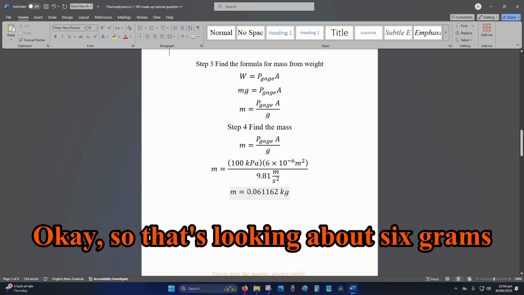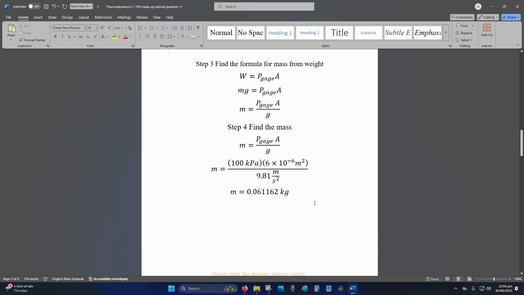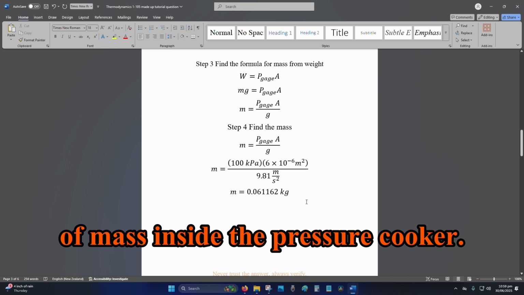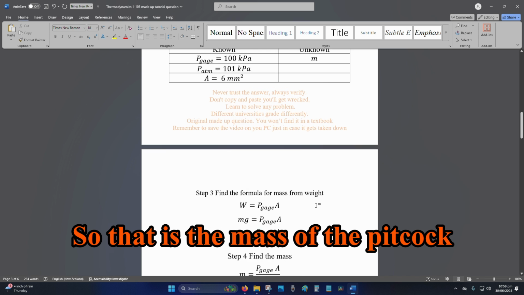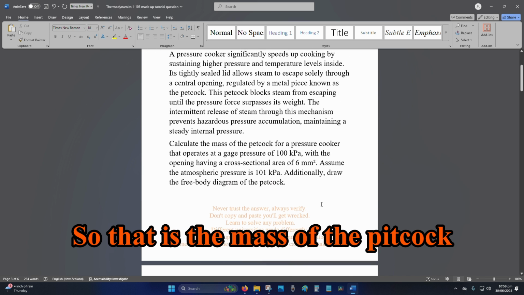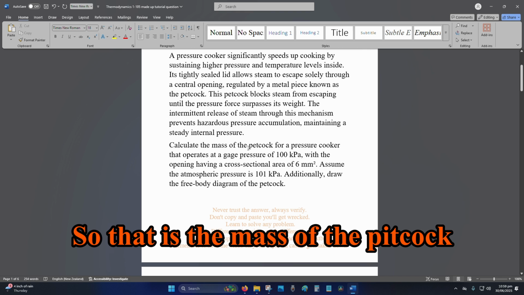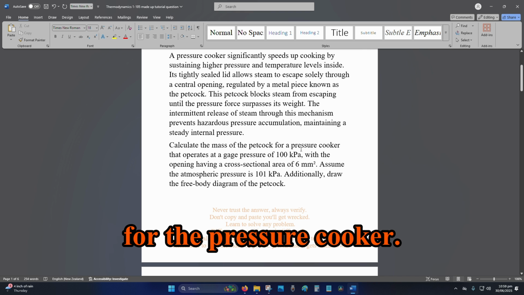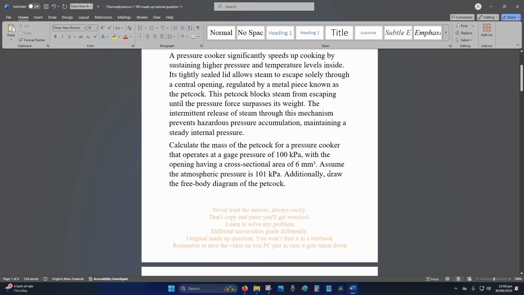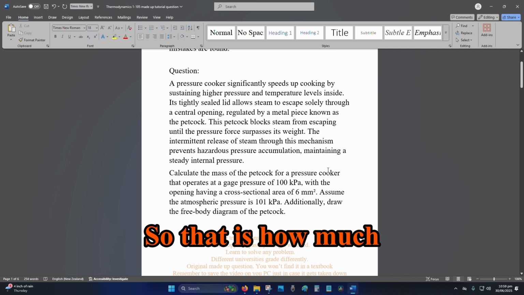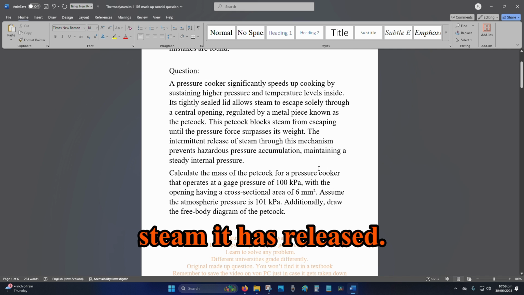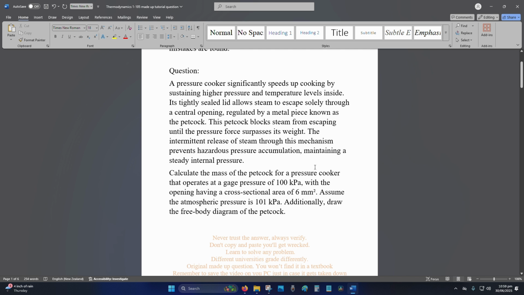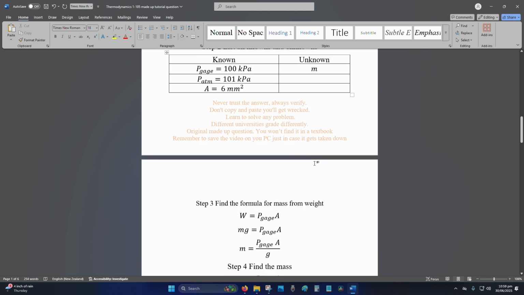Okay, so that's looking about 6 grams of mass inside the pressure cooker. So that is the mass of the petcock for the pressure cooker. So that is how much steam it has released.